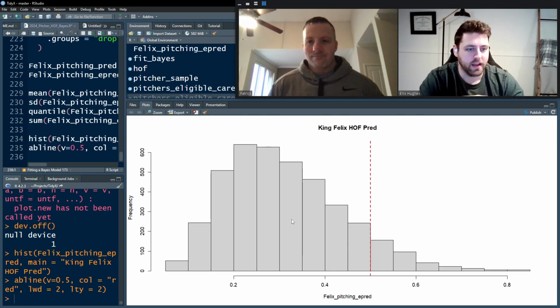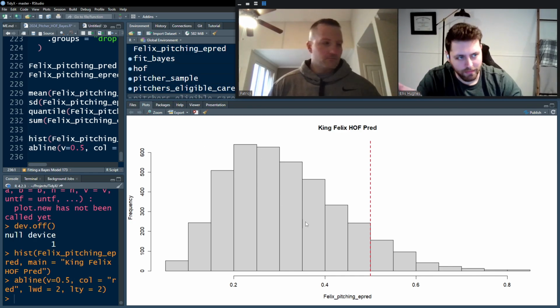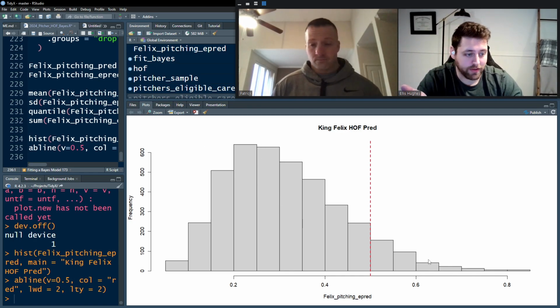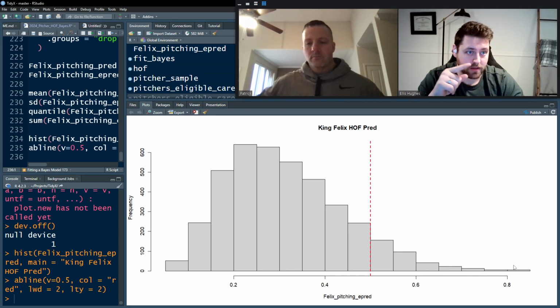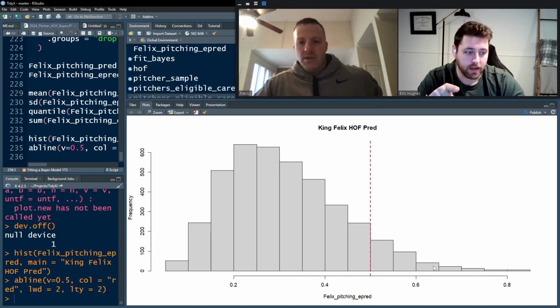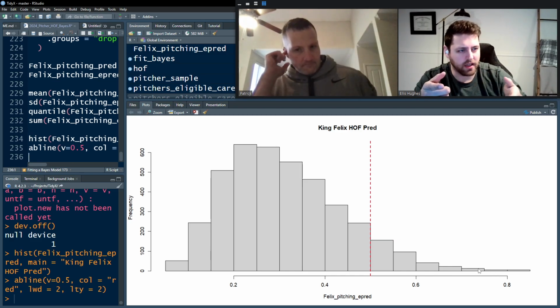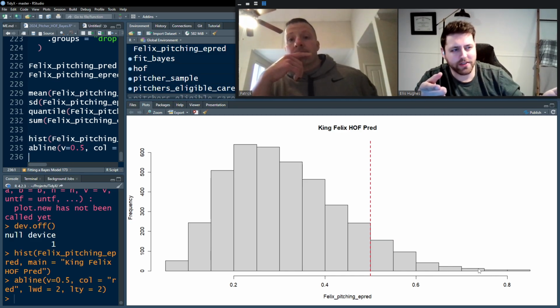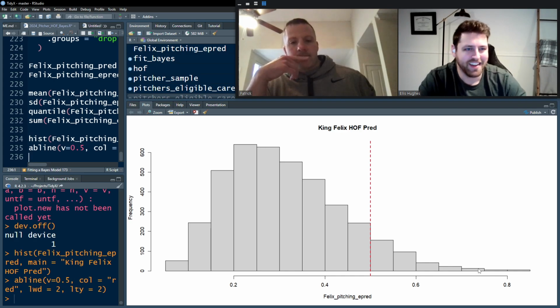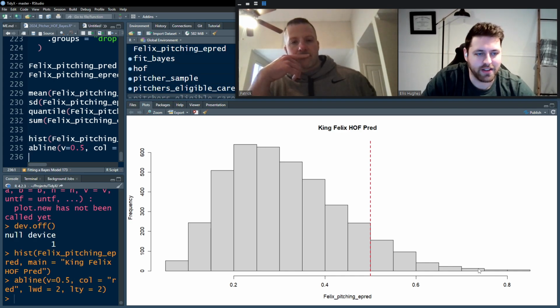So now we can visualize the probabilities. Obviously the bulk of them are under 0.5. So the bulk of them are not getting in if the cutoff is truly 0.5 for our model, not the number of votes. This is our model predicting it. But it's not in the tail end like one of the players that we looked at earlier. It's solidly not a super high chance, but it's not zero. And so that is the probability of Felix making it to the Hall of Fame.